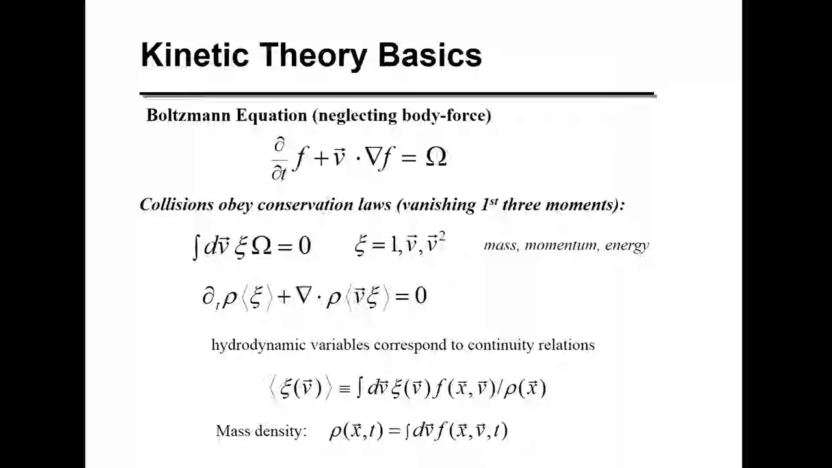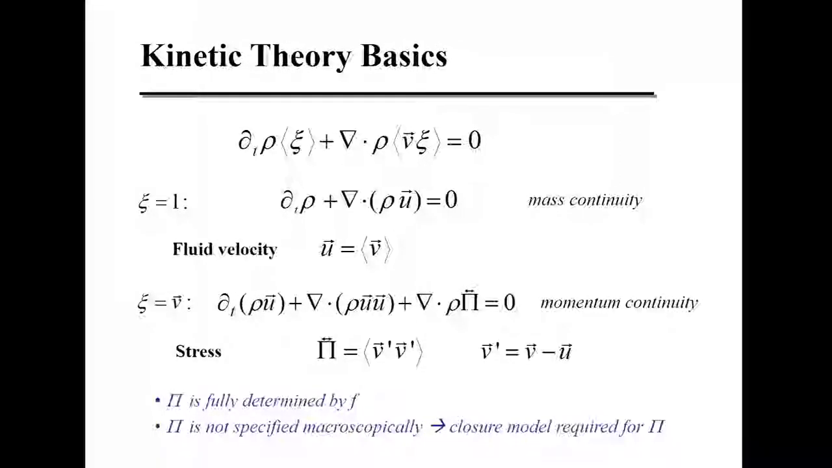So you get, formally without an approximation, a continuity equation. I write once again the continuity equation. That's a general form, but when you take a specific moment, the first one is nothing but the mass continuity equation. And the velocity in the continuity equation represents the fluid velocity, which is nothing but the average of the microscopic or particle velocities. When you take the velocity moment, then you get the known continuity equation for the momentum.